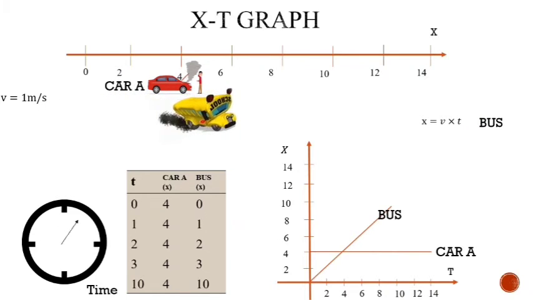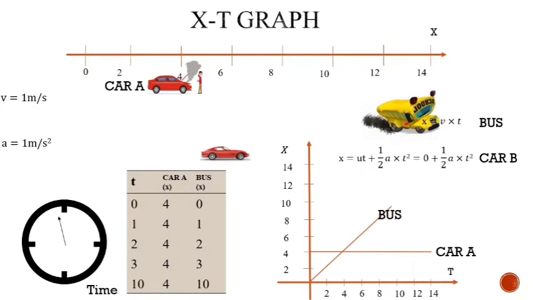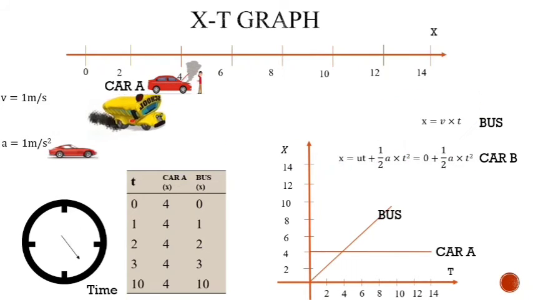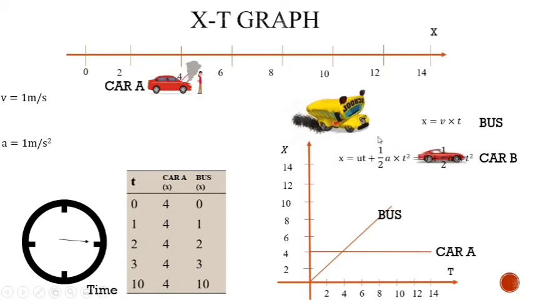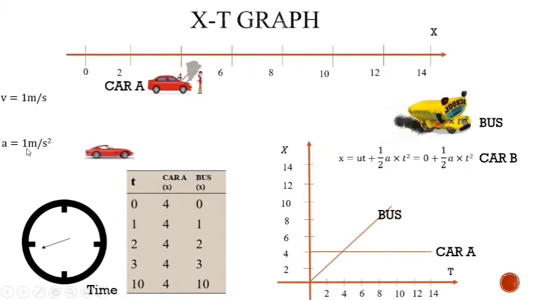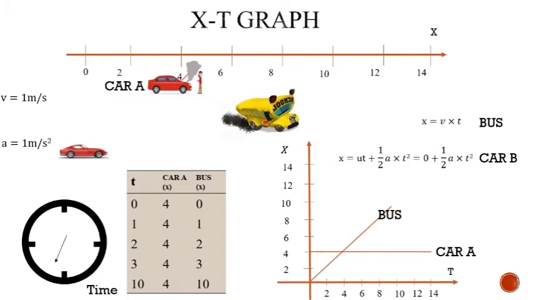Now let us see what happens with the accelerated body. For example, this car is initially at 0 speed and later it increases its speed. So the speed of the car is continuously increasing, that means it is an accelerated motion, and the acceleration of the car is 1 meter per second square in this case.